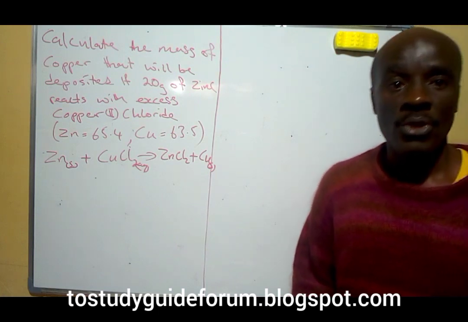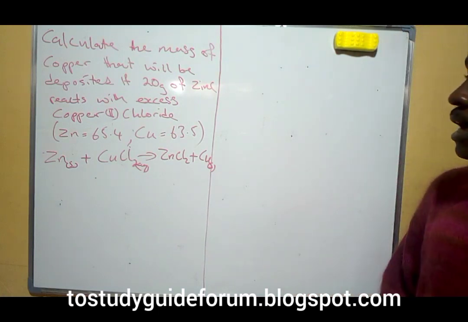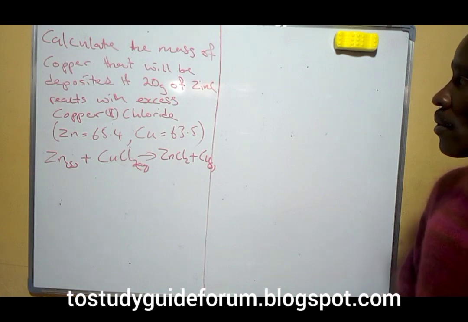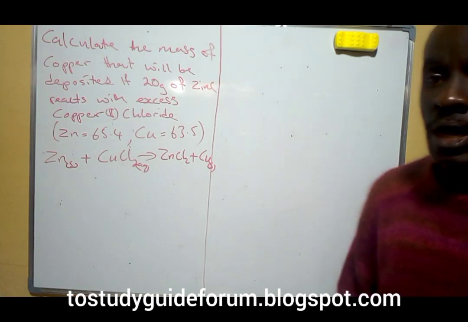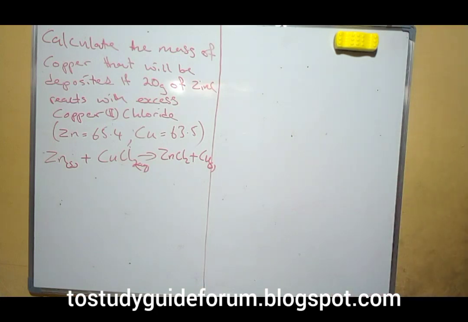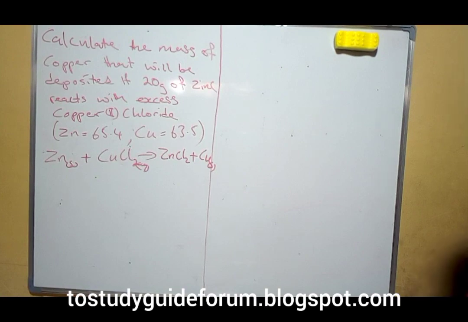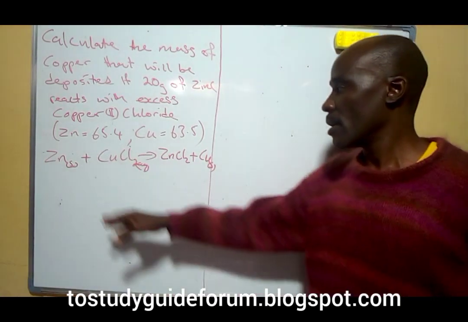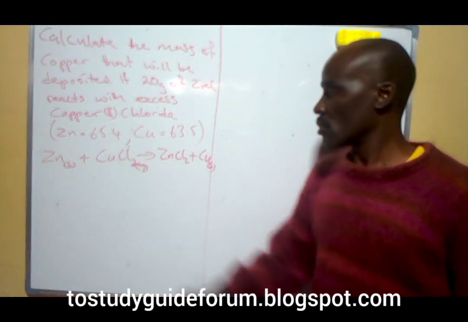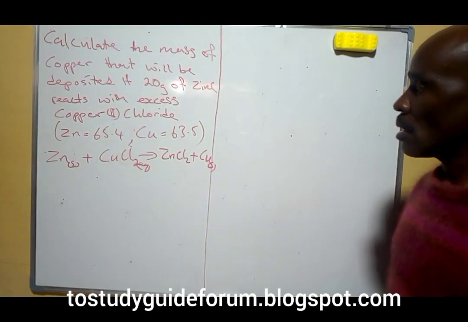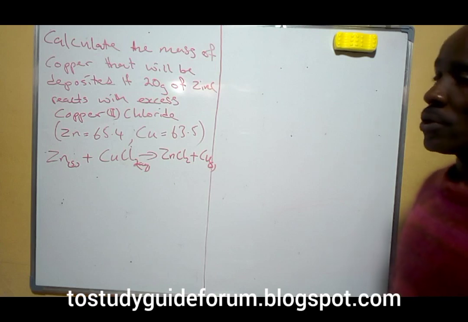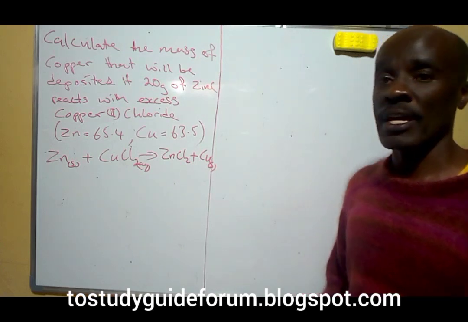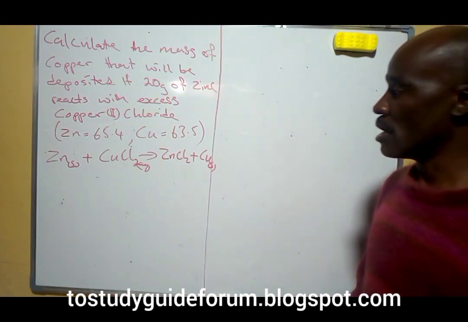Today, we're going to be looking at how to calculate the mass of copper that will be deposited if 20 grams of zinc reacts with excess copper(II) chloride. We will need the relative atomic mass of zinc and the relative atomic mass of copper. Looking at this question, you'll find out that it has to do with a stoichiometric relationship.